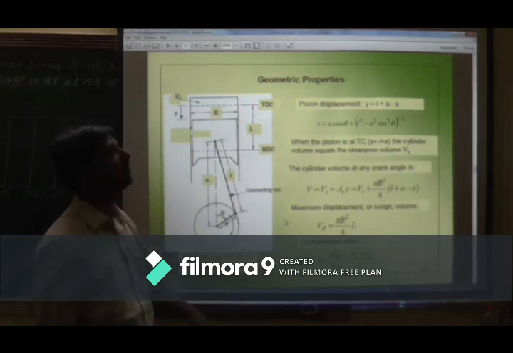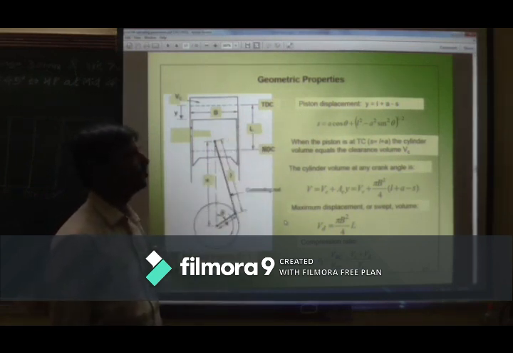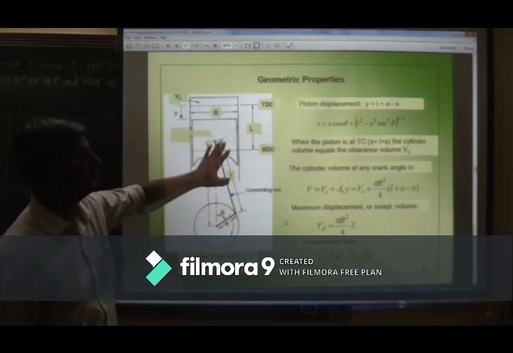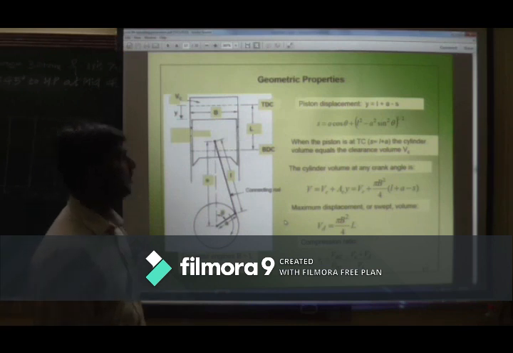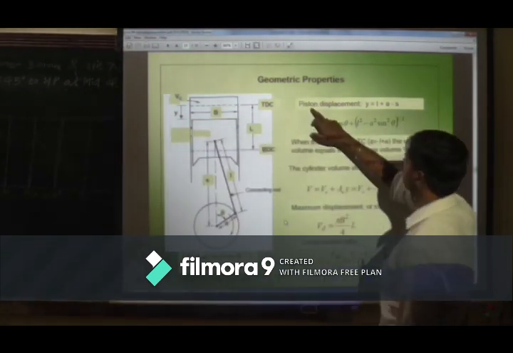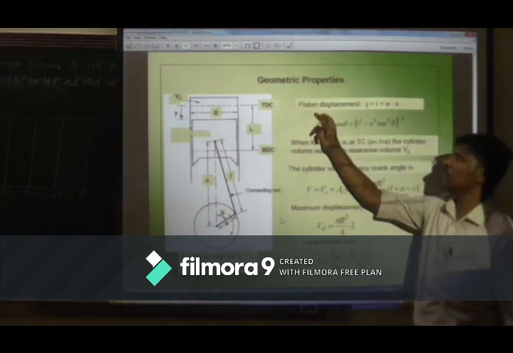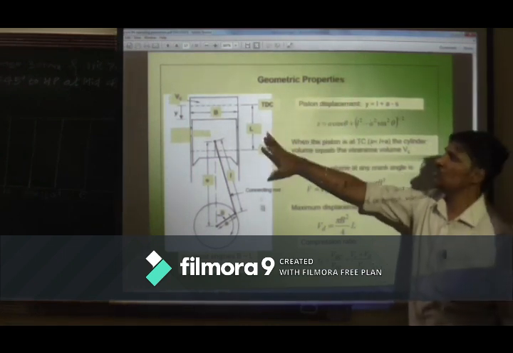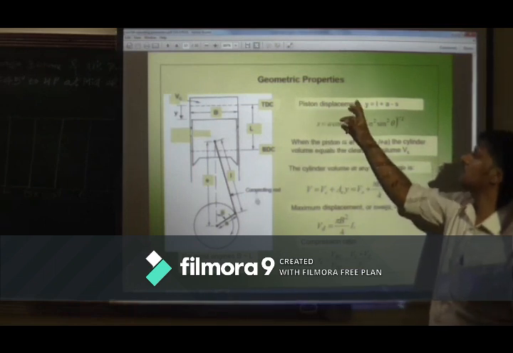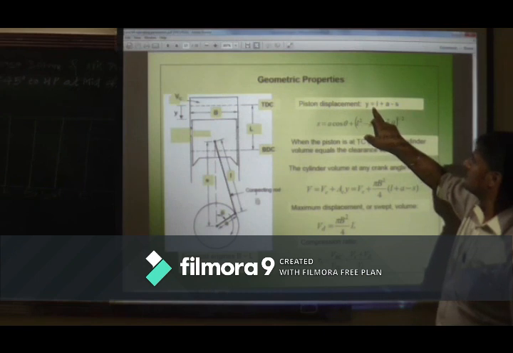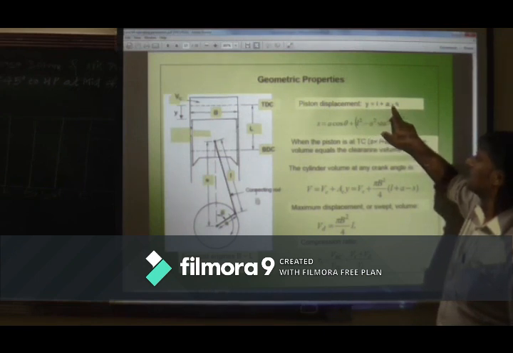This is out of your syllabus, but you should know the terminology. So I am going to explain this. Now we are familiar with the terminology. Now see, this is piston displacement. If in the online exam they ask what is piston displacement and some values are given, how do you calculate it? Piston displacement is y equal to L plus A minus S.